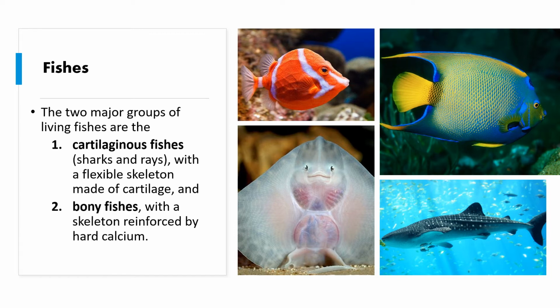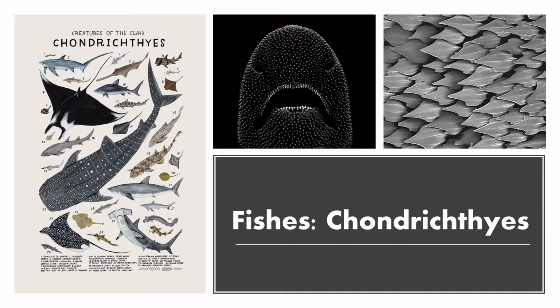The next group is the bony fish, and they have skeletons that are what we typically think of as a skeleton, something hard and reinforced with calcium. This is a strong material. It's not as flexible as cartilage, but it reinforces the structures of the body. So these two different groups have the official names chondrichthyes and osteichthyes.